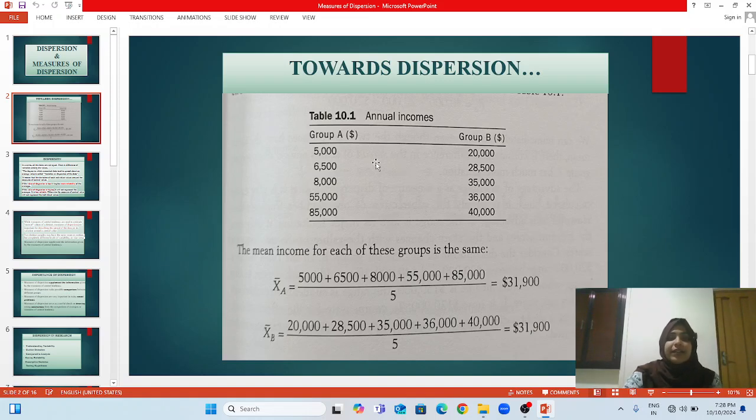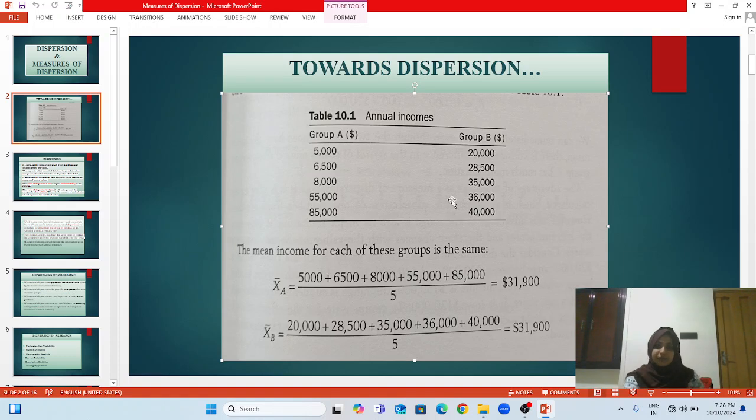So here let's consider Group A. Here 5,000 is the lowest income and 85,000 is the highest income. And there is a huge difference in the incomes, and 31,900 considering 5,000 is a very huge amount. But when considering Group B, 20,000 is the lowest income and 40,000 is the highest income. 31,900 is almost the central point or average of these individual observations.